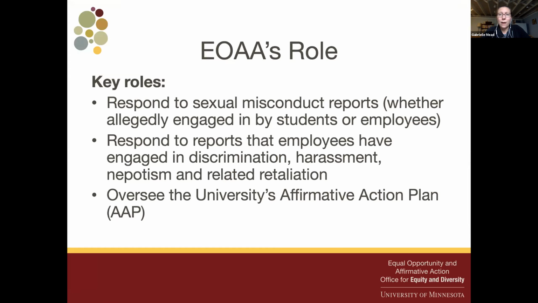Another really big part of the work we do is to respond to reports that employees have engaged in discrimination or harassment based on protected identities like race, gender, age, disability, religion, things like that, as well as nepotism and retaliation that's related to discrimination, harassment, and sexual misconduct. So that's a big chunk of our work. I would say the vast majority of our work falls into those two bullet points. And on that second one, we don't respond to student conduct in those areas, only employee conduct.